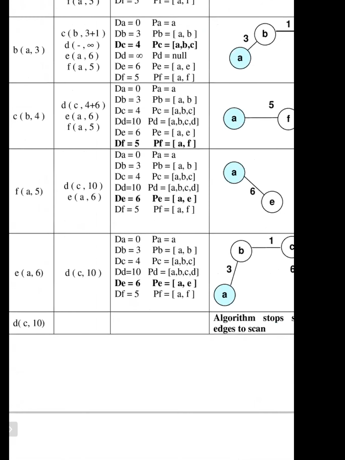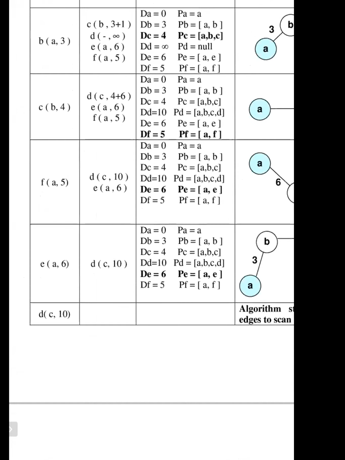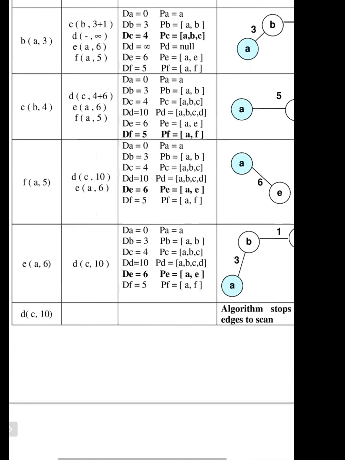Now F 5 comes to the first column. The remaining vertices are DC, 10, and EA comma 6. We are copying from the previous table, the previous iteration. Now here all are the same. See here, DB, DC 4, DD 10, DE 6, and DF 5. So from here, which one is the minimum? EA 6. So we draw the edge. That means the shortest distance from vertex A to E is 6. Direct shortest distance, it is A to E, 6.